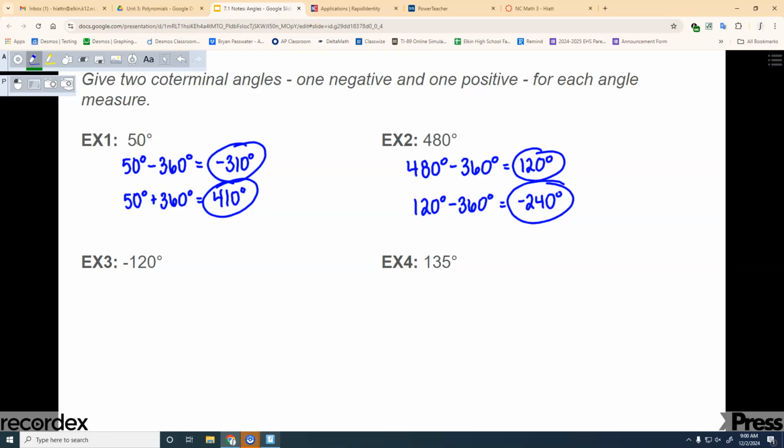Now, it would still be correct if you wanted to do 480 plus 360. That's also a correct answer. So that would be what? 840. If I did that, 840 would be a correct answer for that as well. And so on. I could keep adding 360 as many times as I want, but it's just not going to be the easiest way to do it.